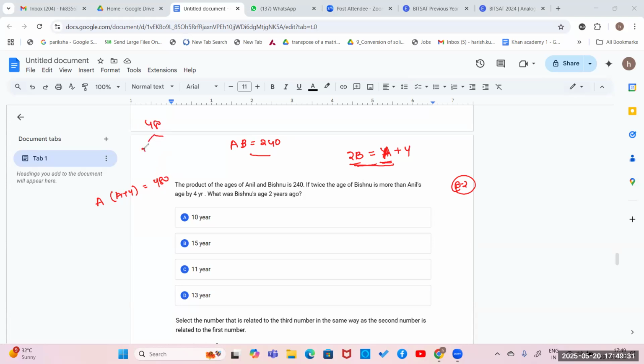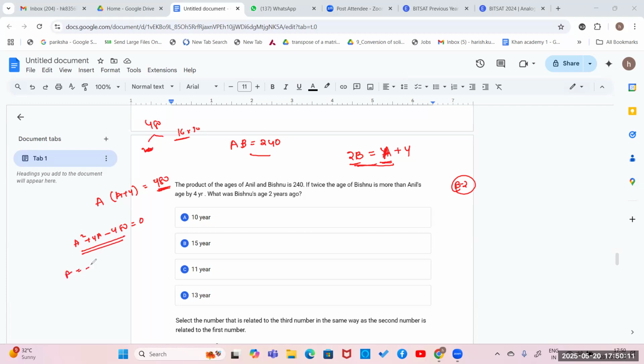480, I can write as 16 into 30. That will work for 16 to 4, but that is not in the form of A into (A plus 4). What will work out? Okay, let's go from the options only. If the age 2 years ago was 10, then this fellow will be 12. So it will be A squared plus 4A minus 480 equals 0. How do I solve this?